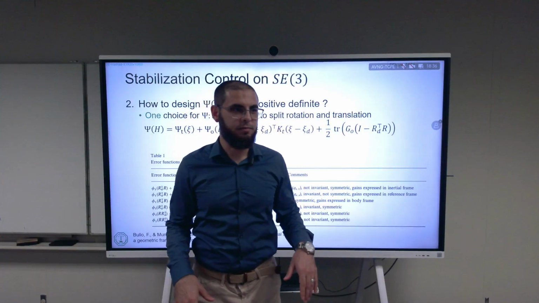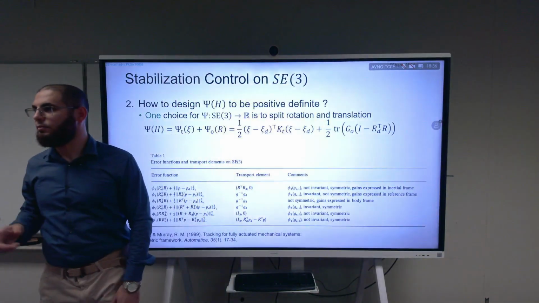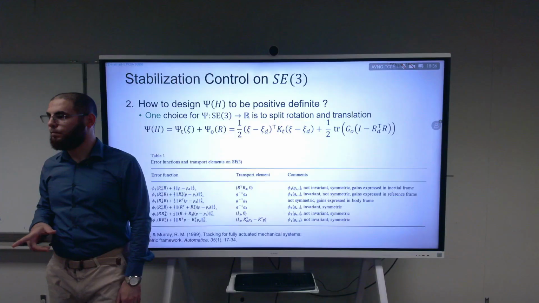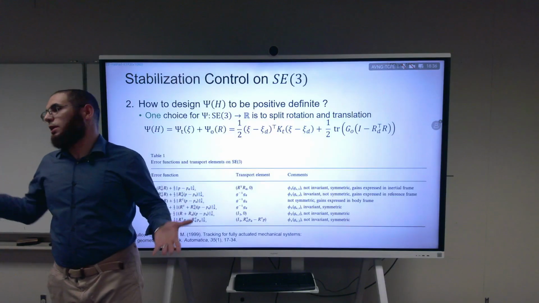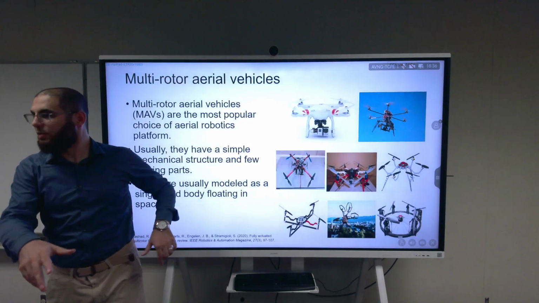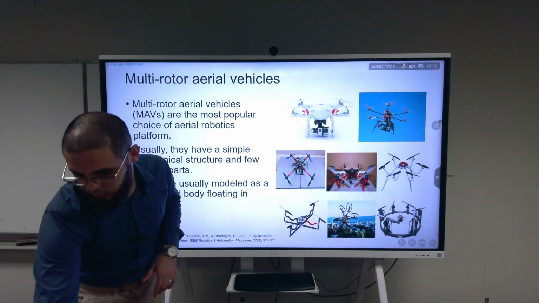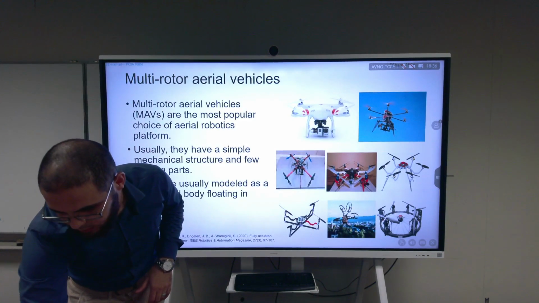Any more questions? Sorry? For an overactuated system, what are the other degrees of freedom apart from the 6? It depends on how many you added. For example, let's take an example. Let me stop the lecture, and if someone wants to leave, let me answer that question offline. So let's stop here.